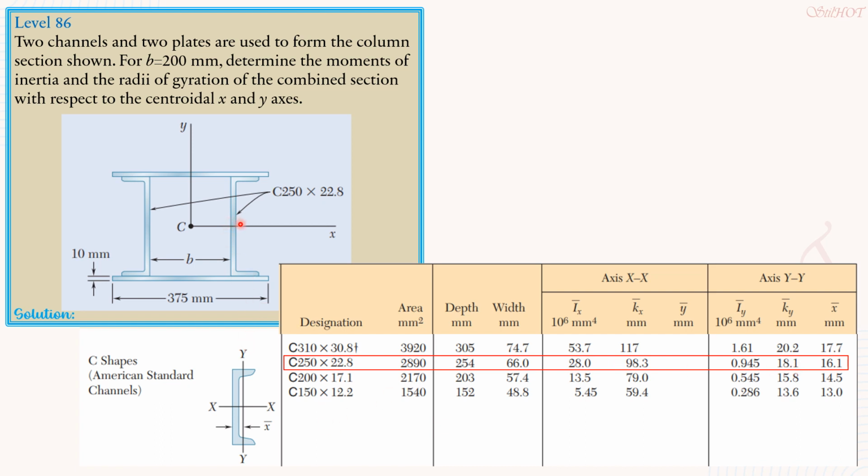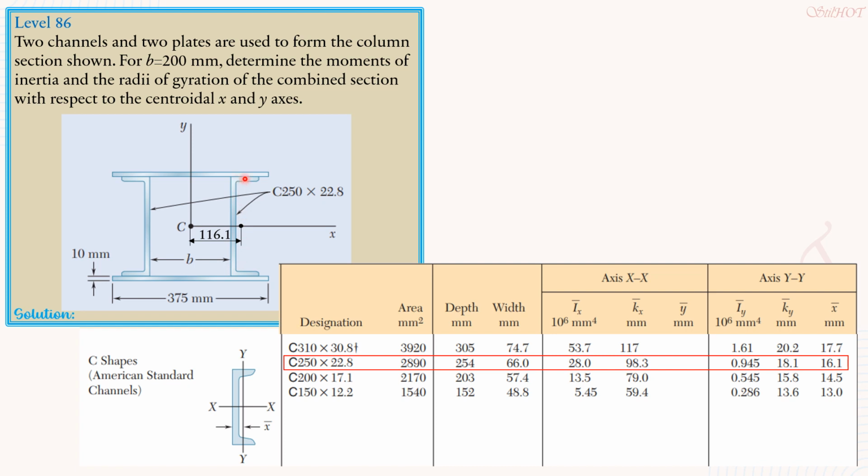The centroid of the channel is here, and its distance from this edge is denoted by x bar, and x bar is equal to 16.1. Because B is 200 mm, half of 200 is 100, so 100 up to here plus 16.1. So the distance of the centroid of the channel from the centroidal y-axis is 116.1, as labeled here.